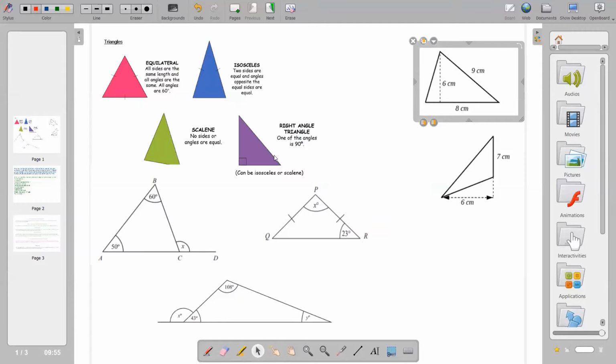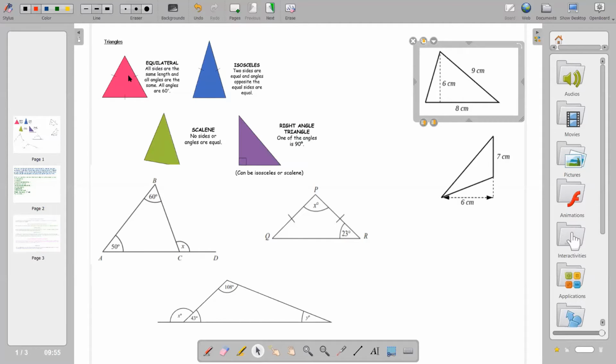Hello, and today we're going to have a look at triangles. So first of all, we're going to talk about properties of triangles. You need to know the four different kinds of triangle: equilateral triangle, isosceles triangle, scalene triangle, and right angle triangle. Once you know the names of them, you also need to know their properties.